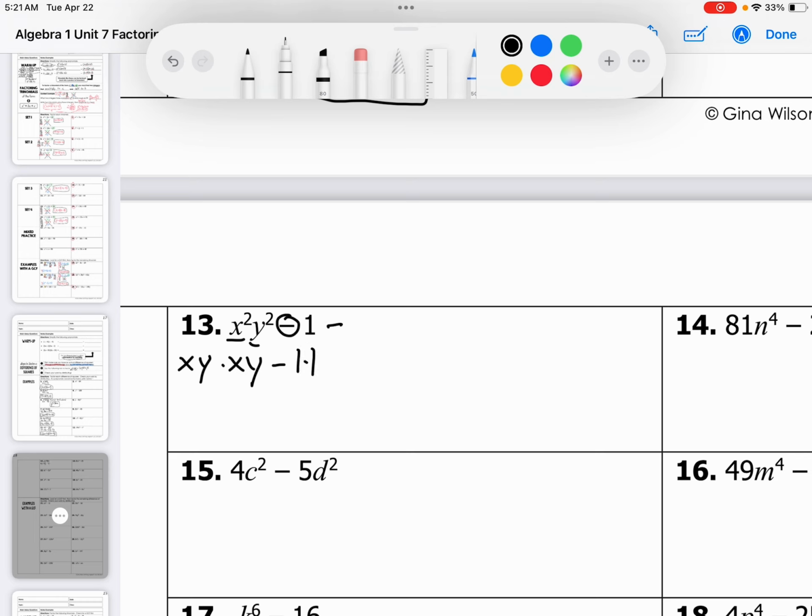That is one thing that a lot of people forget about, is that 1 can be broken down into 1 times 1. So don't forget that 1 is a perfect square. It's something that we can write as something times itself. So we have xy times xy minus 1 times 1. That gives me xy plus 1 times xy minus 1.